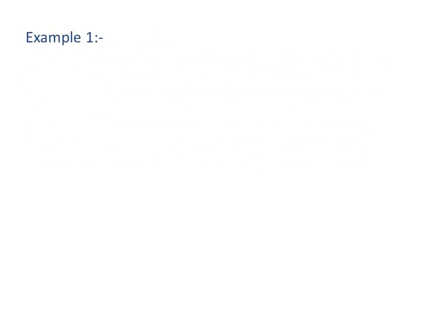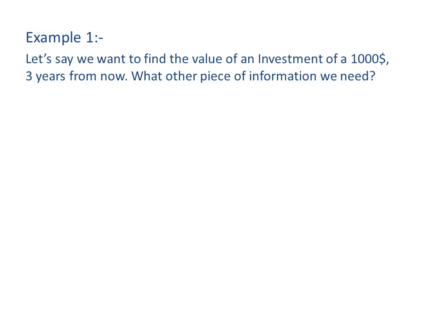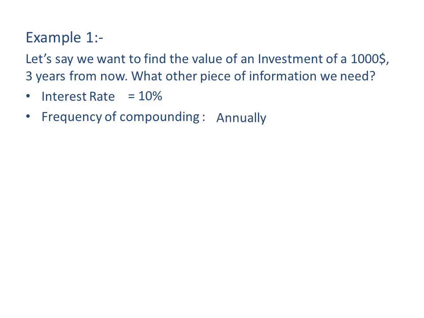Example 1. Let's say we want to find the value of an investment of $1,000 3 years from now. What other piece of information we need? Well, we definitely need the interest rate because we need to know at what rate our investment can earn money for us. Let's say the interest rate is 10%. What else? We also need to know the frequency of compounding, that is, how frequently will we earn interest on our interest. Let's say we are compounding annually.